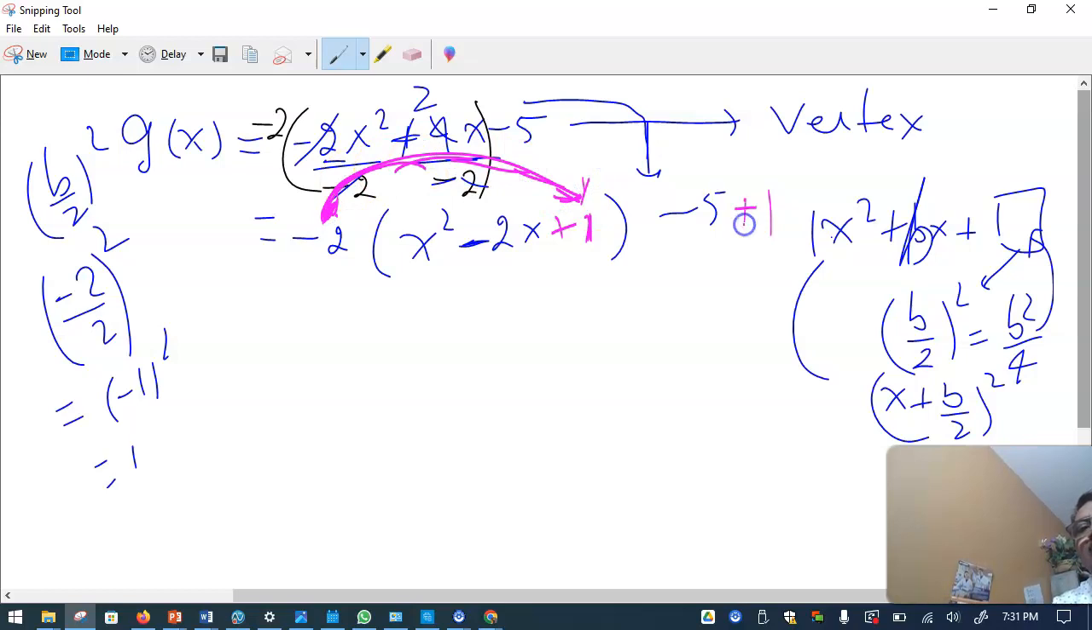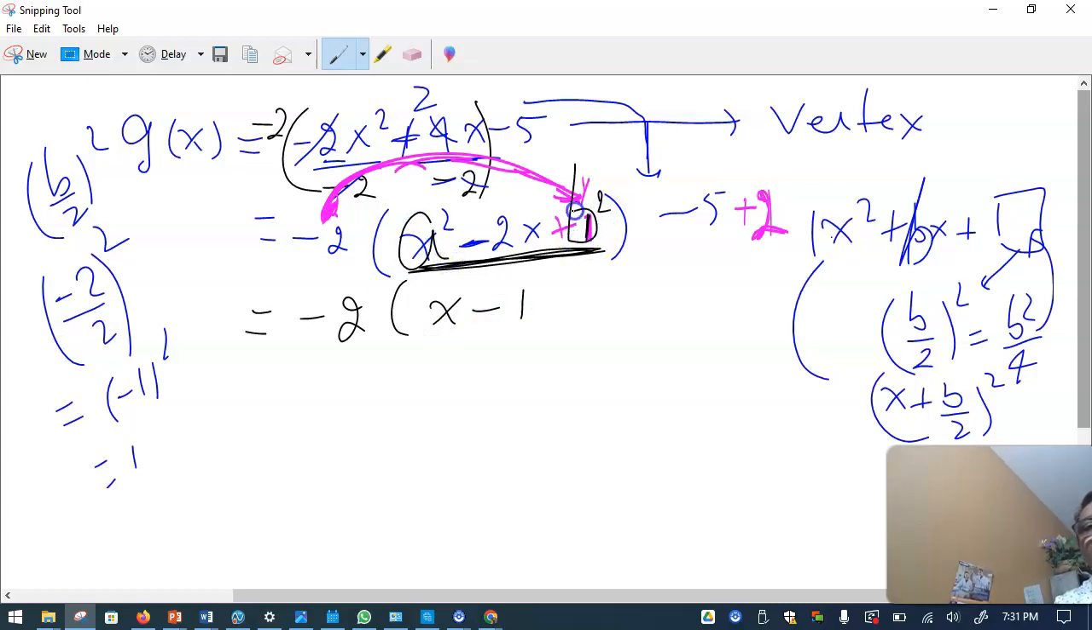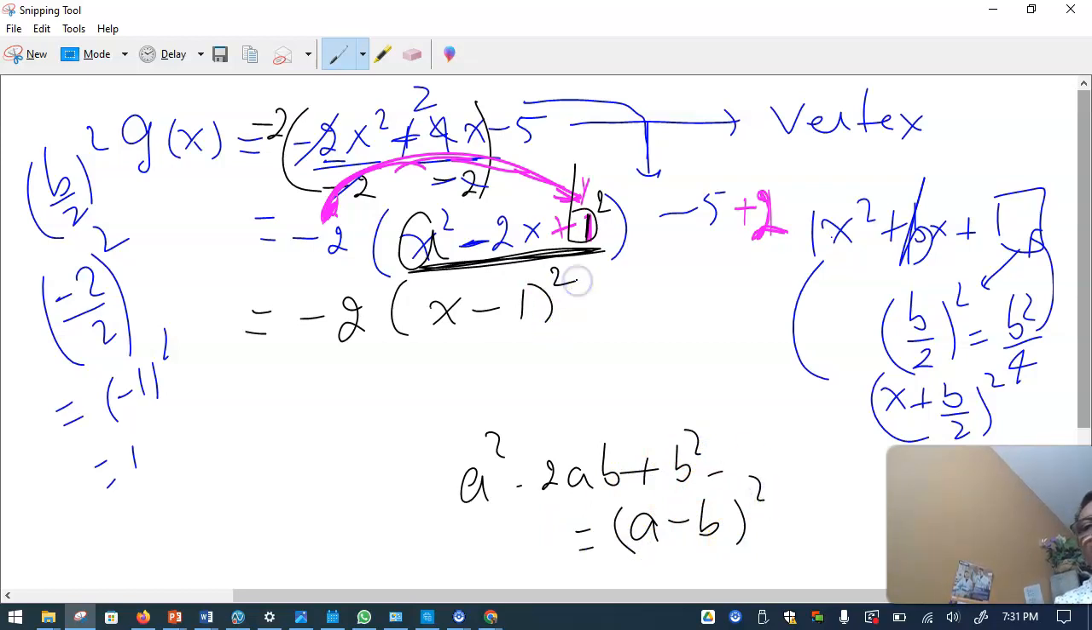So the opposite of -2 is +2. So we have to write +2. So this ends up getting -2, and this whole thing is a perfect trinomial. So I can write this as x minus 1, because this one is 1 squared. So this is like an a and this is like a b. And you know that a squared minus 2ab plus b squared is (a minus b) the whole squared. So I'm going to use that, and this whole thing becomes -3.